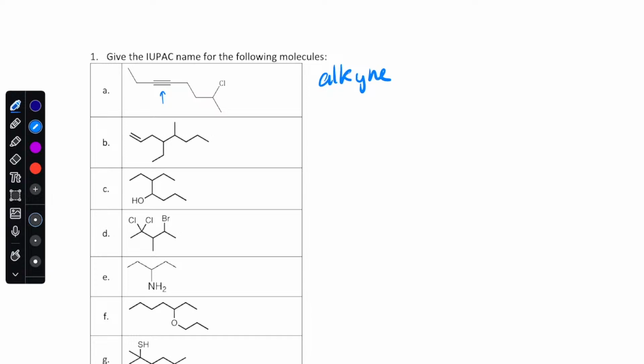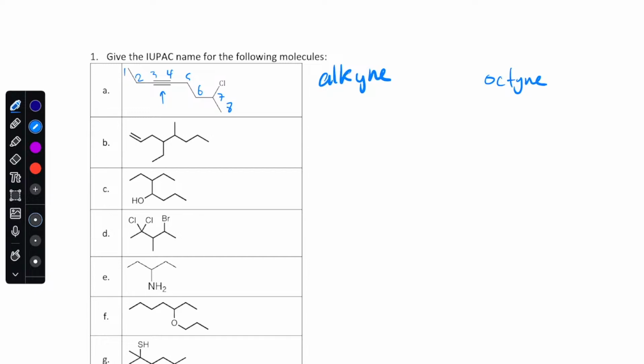So what we need to do is identify the longest carbon chain that has the carbon-carbon triple bond. And so that would be going 1, 2, 3, 4, 5, 6, 7, 8, which is an octyl chain. So the base name for this chain is octane. Because we have a triple bond, it's an octyne. So the end of this is going to be octyne.